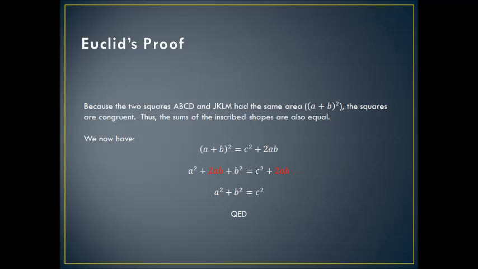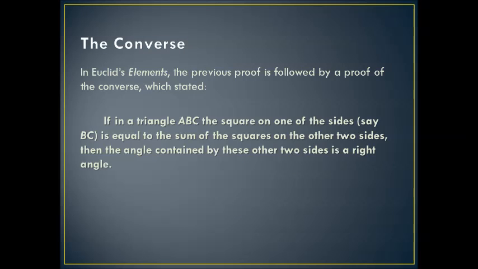Now, when the Pythagorean theorem is taught, the converse is also taught. In Euclid's Elements, the previous proof was followed by a proof of the converse, which stated, if in a triangle ABC the square on one of the sides, say BC, is equal to the sum of the squares on the other two sides, then the angle contained by these other two sides is a right angle, or an angle whose measure is 90 degrees.